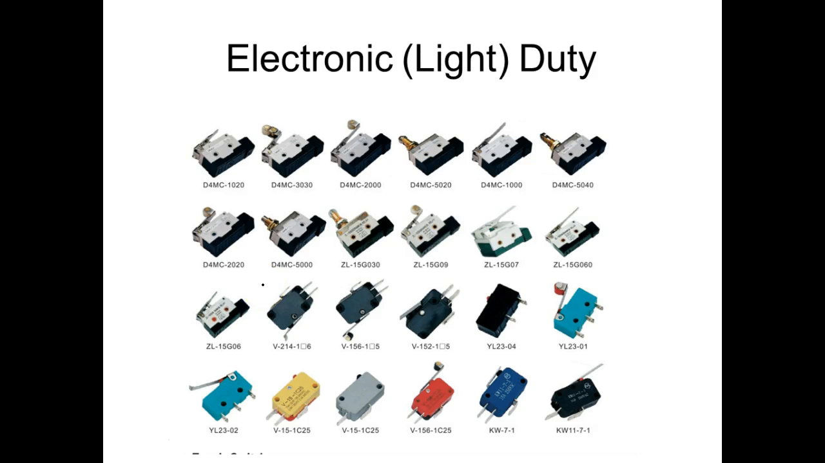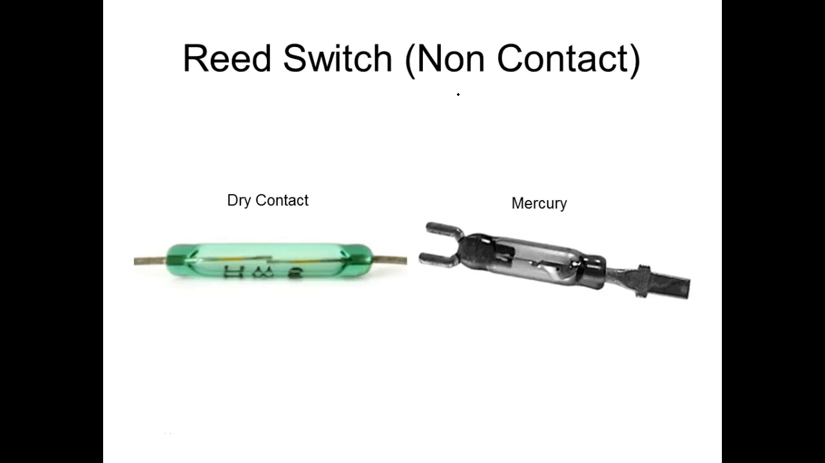So we have two types of reed switches. This one on your left is the one we most often run into. The one on the right was very, very popular for a while until they realized that mercury is dangerous.